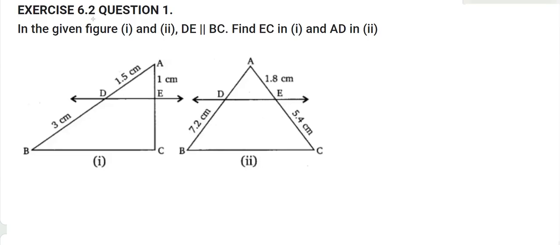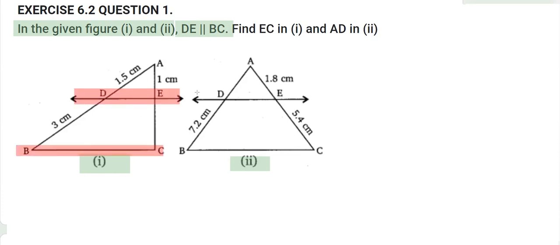In exercise 6.2, question number 1, there are figures 1 and 2. Here DE is mentioned parallel to BC, and so is the case in the other figure. These two lines are given parallel, and we have to find the length of EC.